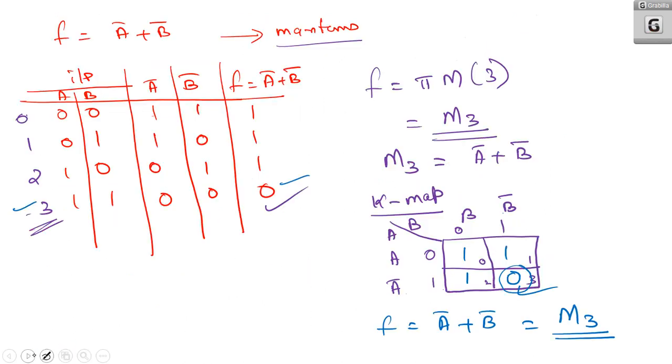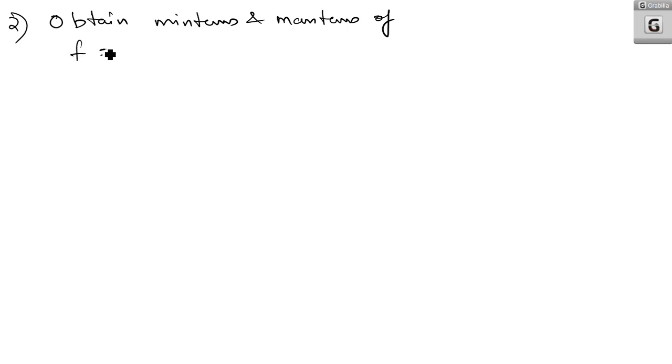So coming into the second question. Obtain min terms and max terms of F is equal to A or BC bar or ABD bar or ABCD. Okay.